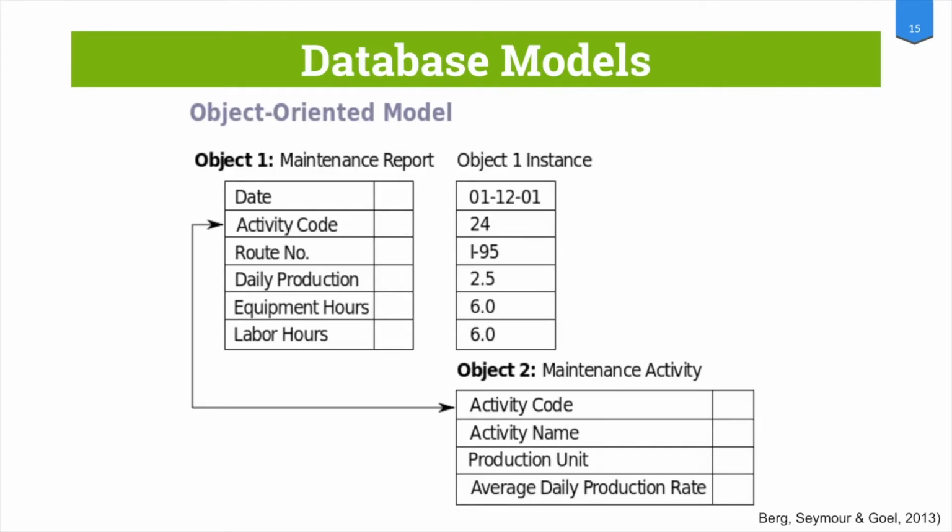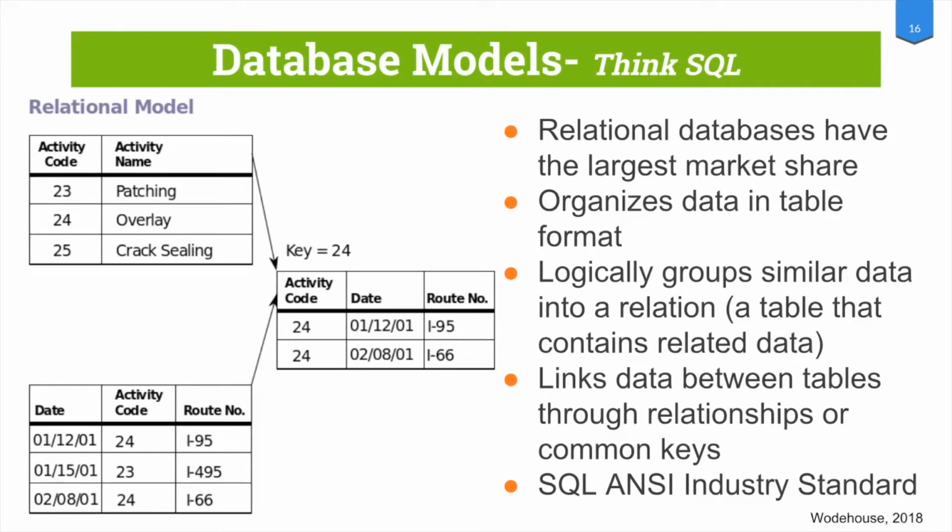An object database is a database in which information is represented in the form of objects instead of tables, like relational databases. So when we talk about relational databases, you can begin to think SQL. Relational databases, or RDBs, as they're sometimes called, diverge from spreadsheets by building powerful relationships between different tables. In fact, relational databases have the largest market share of database models.